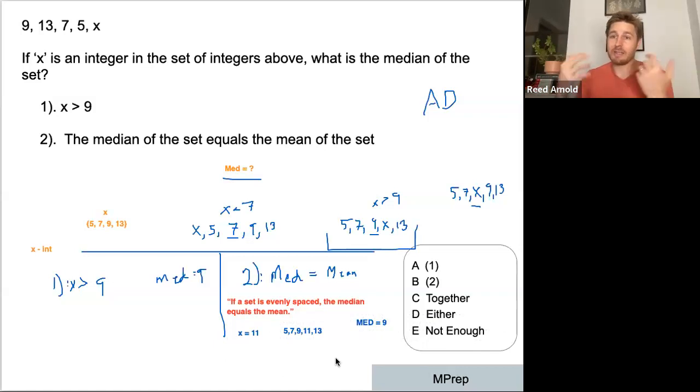And if you think, well, great, that's when the median equals the mean, when the set is perfectly balanced, or when the set is evenly spaced, I don't need to test anything else. You stepped into the trap. If a set is evenly spaced, the median equals the mean. This does not mean that when the median equals the mean, the set is necessarily evenly spaced.